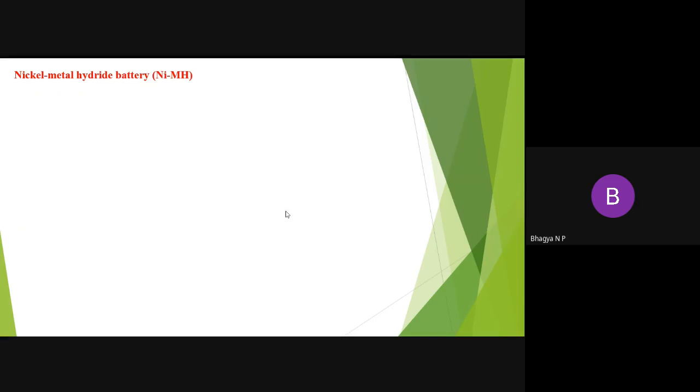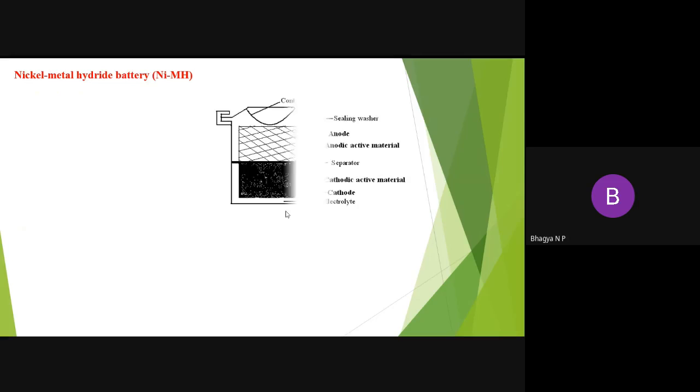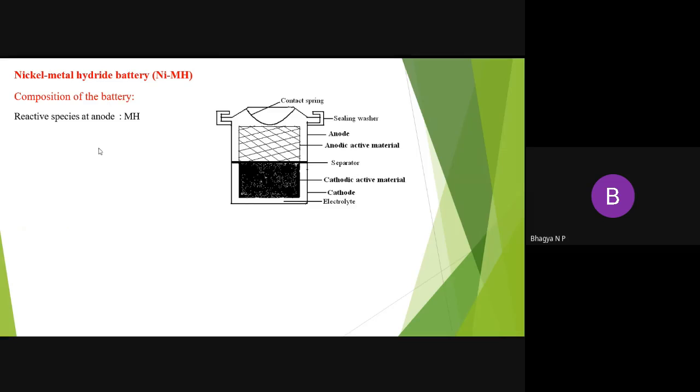Now we move on to the nickel metal hydride battery. This battery belongs to the secondary batteries, which can be recharged. Let's start with the construction of the battery. What are the compositions present in the nickel metal hydride battery? The reactive species at the anode is metal hydride. The reactive species at the cathode is nickel oxyhydroxide. The electrolyte is 6 molar KOH. The separator is polypropylene. The output voltage is 1.35 volt.